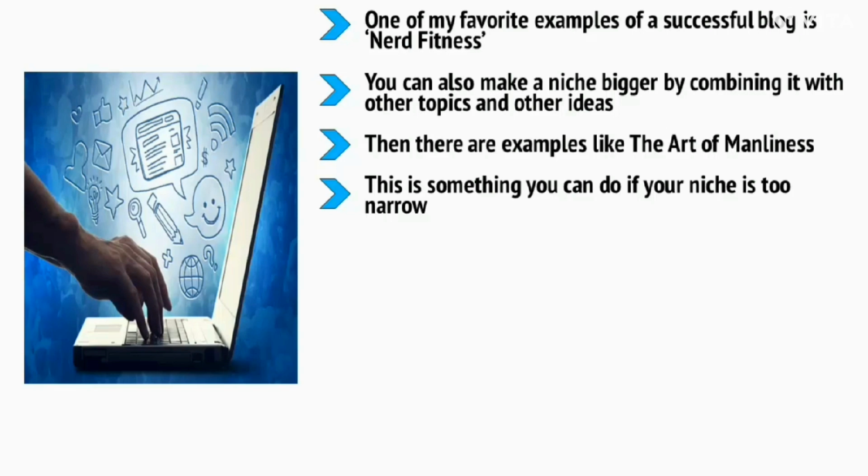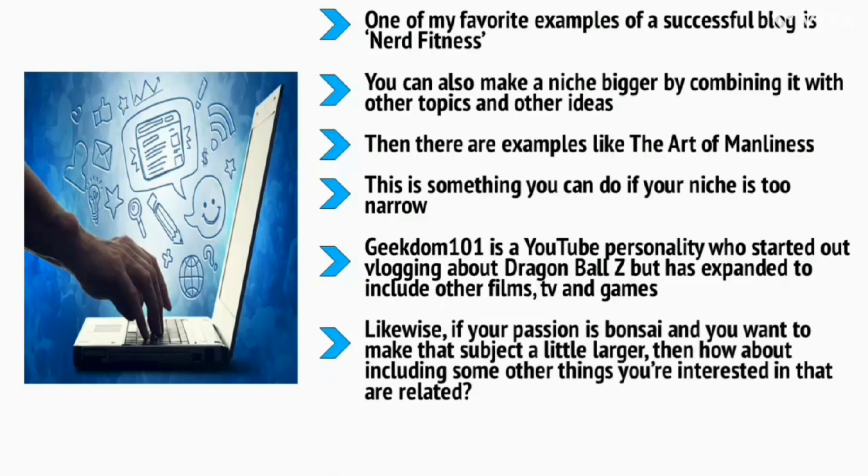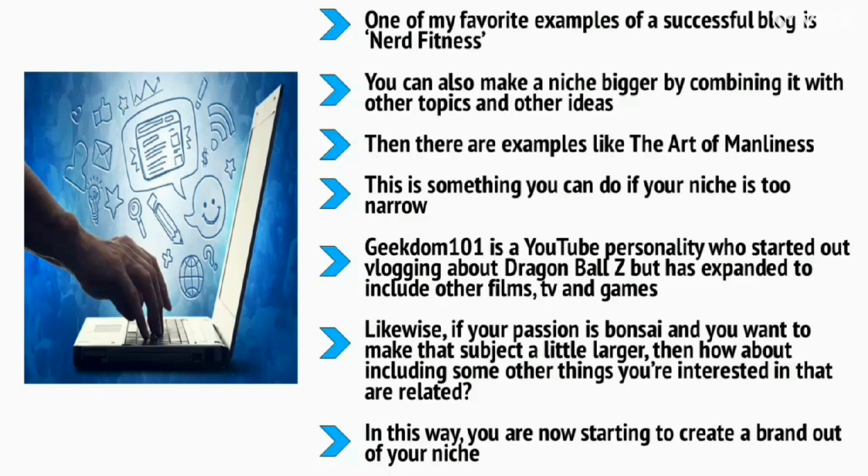So why not branch out a little bit by including other video games you like? Geekdom 101 is a YouTube personality who started out vlogging about Dragon Ball Z, but has expanded to include other films, TV, and games, and has that way built a far more monetizable brand. Likewise, if your passion is bonsai and you want to make that subject a little larger, then how about including some other things you're interested in that are related? Perhaps Japanese culture, horticulture, art, philosophy, painting. In this way, you are now starting to create a brand out of your niche, creating a very distinct topic and tone that helps you to carve out your own audience while writing about the things that really interest you.